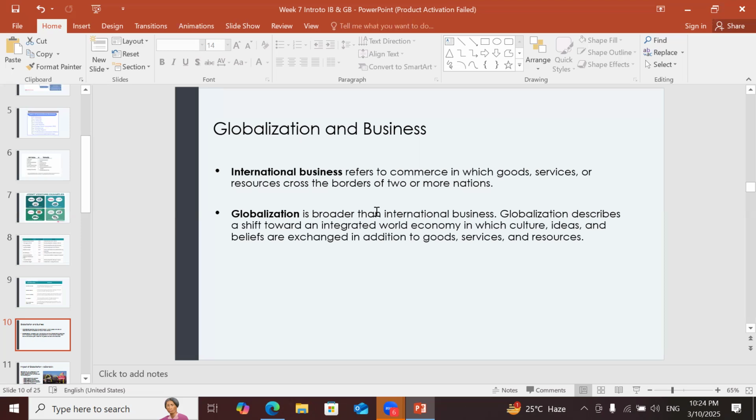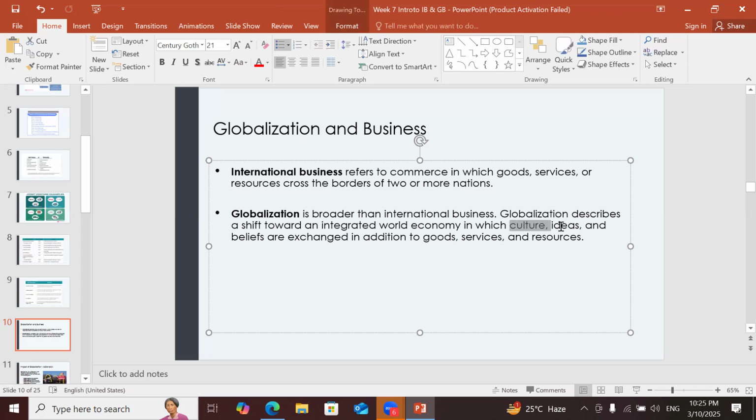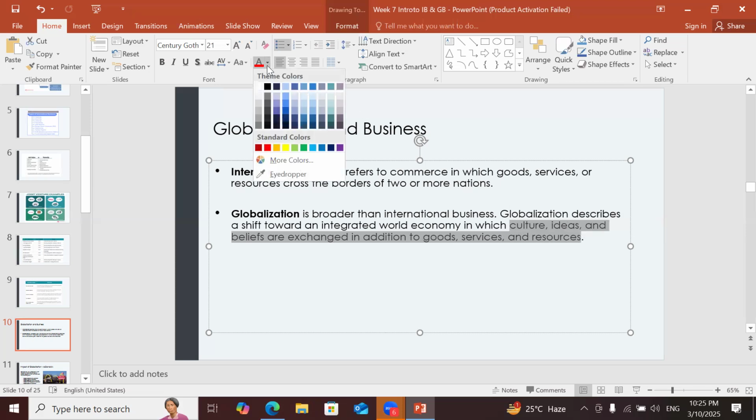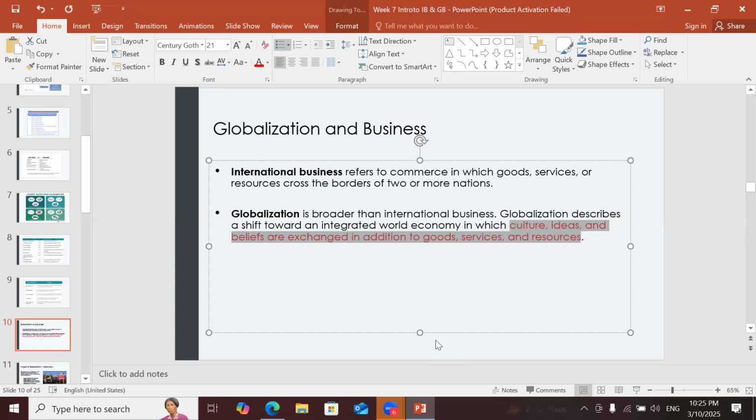When you define globalization, it is broader than international business. Globalization describes a shift toward an integrated world economy in which culture, ideas, and beliefs are exchanged in addition to goods, services, products, and resources. Not only goods, services, and products, but also ideas, culture, and beliefs of respective countries are shared. This is globalization.